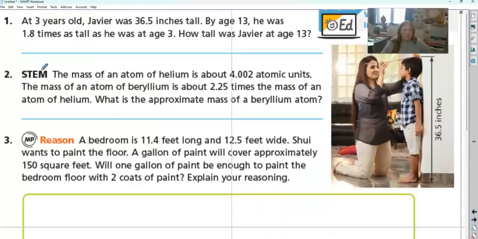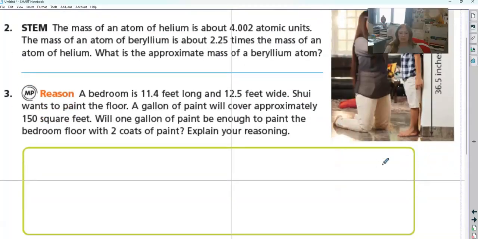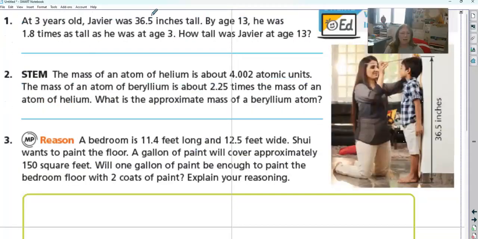Okay, I'm going to go through a few of these here. So at 3 years old, Javier was 36.5 inches tall. By 13, he was 1.8 times as tall as he was at age 3. Now how tall is he? So I'm going to come down here and use some of this room right here to work. So he was 36.5.